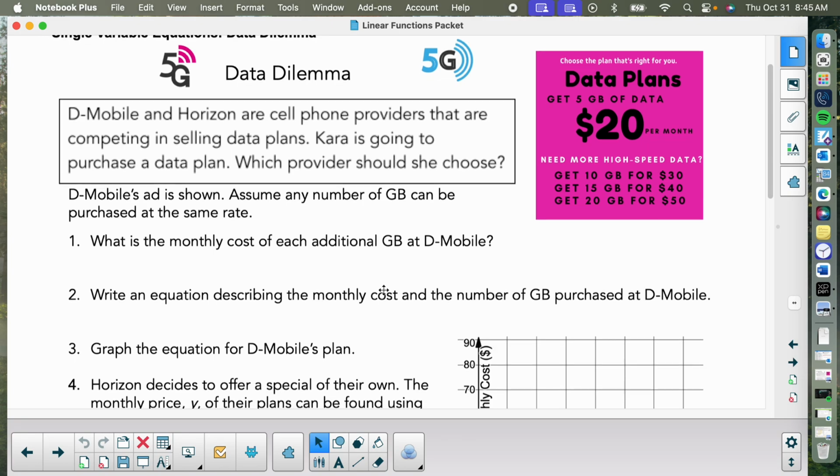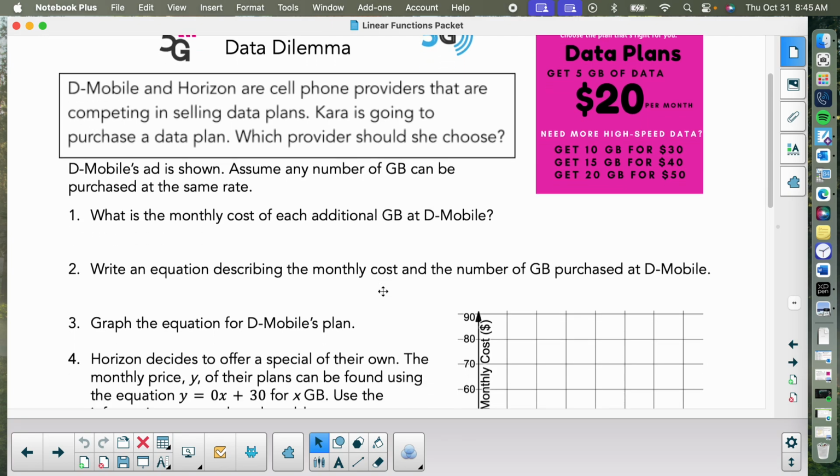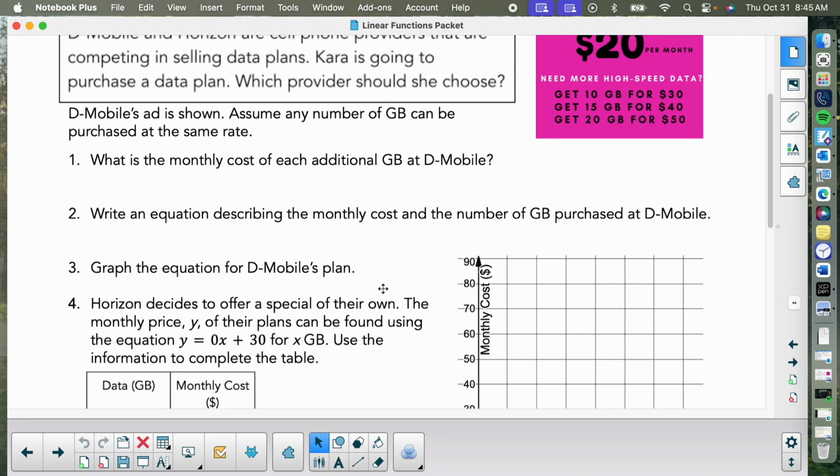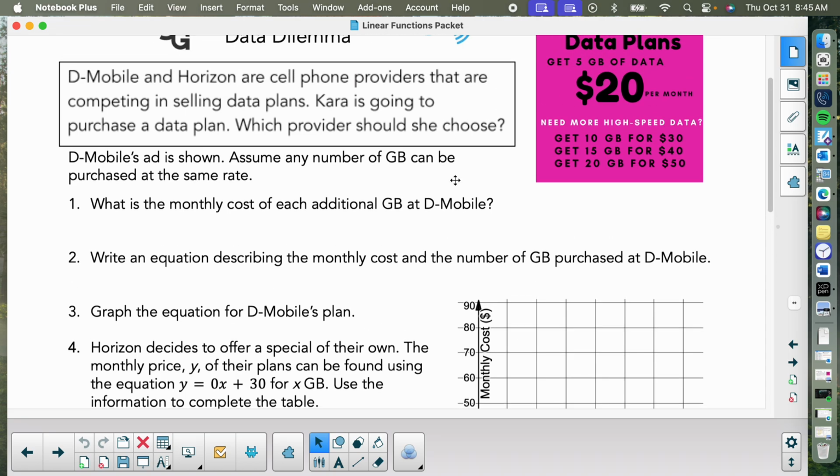So we've got D-Mobile's ad shown. What is the monthly cost of each additional gigabyte at D-Mobile? Anybody have any thoughts on how to figure that out? You know, rather than calling on somebody?